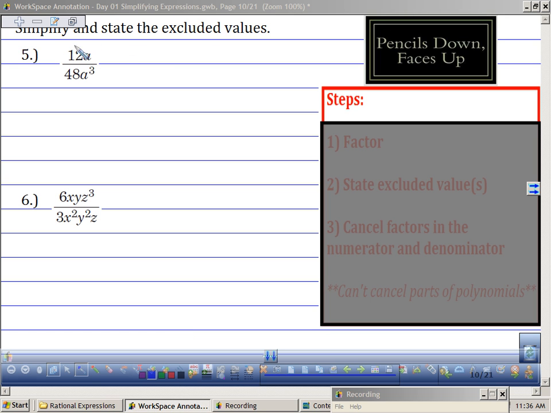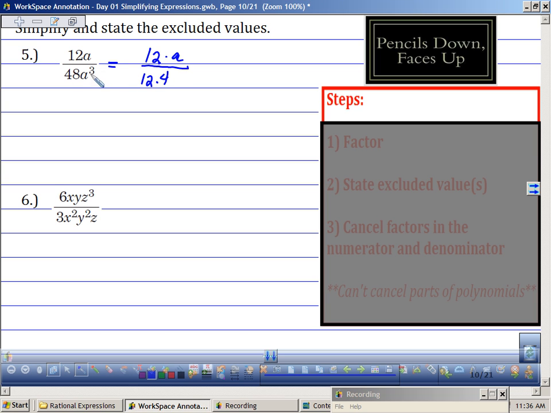So, number 5, simplify and state the excluded values. I'm going to factor 12 and 48. I notice that there is a 12 and 48. So I simply say 12 times a. I don't need to factor 12 down because I know there's a 12 down here. Be smart about your factoring, right? Less work for you. 48 is 12 times 4.